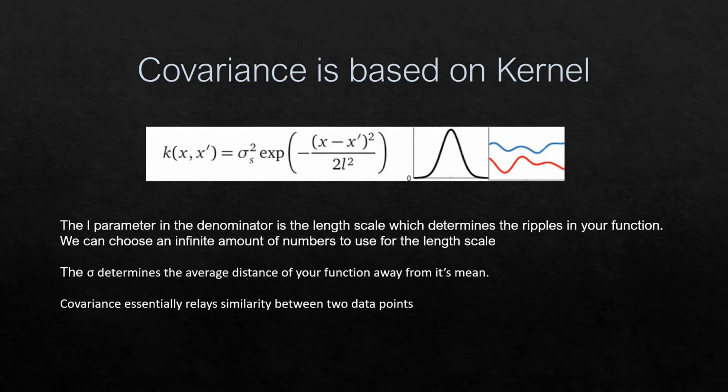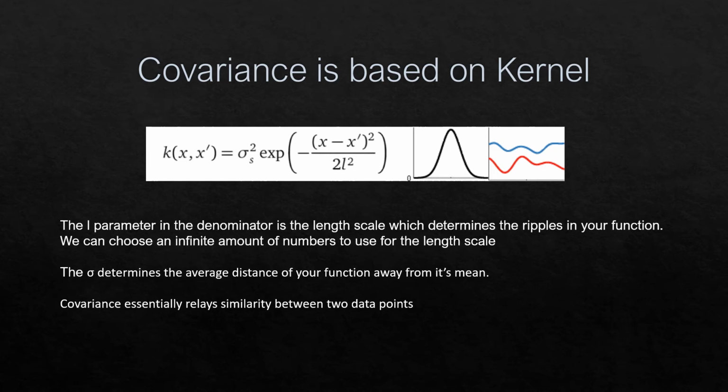There are two key parameters here. We have the L parameter in the denominator. This denotes the length scale, which determines the wiggles, the ripples, the wiggle room in our function. And we also have the sigma, which determines the average distance from our function. And the further the distance is, the more uncertainty, basically.